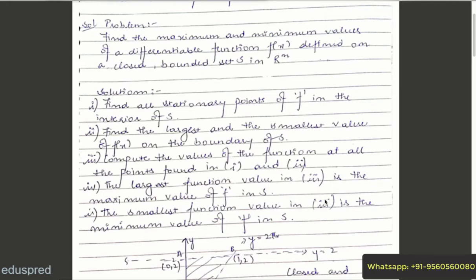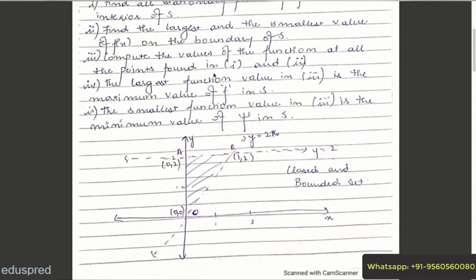So let's begin. As you can see, the shaded region is your set S and it is closed and bounded, where this is y = 2. This is your y-axis, x = 0, and you have the third line as y = 2x. And you have the triangle ABO where A is (0, 2), B is (1, 2) and O is (0, 0). So let's apply the algorithm mentioned above.